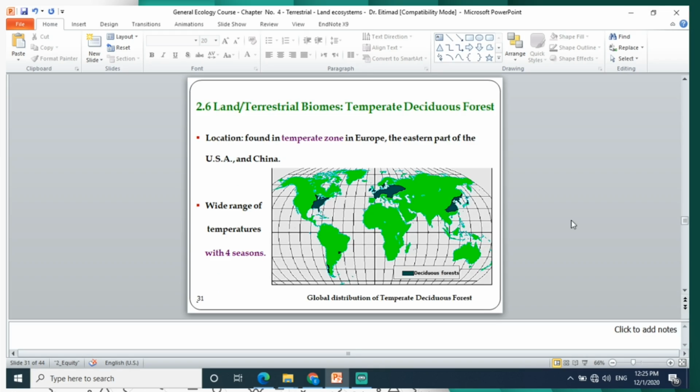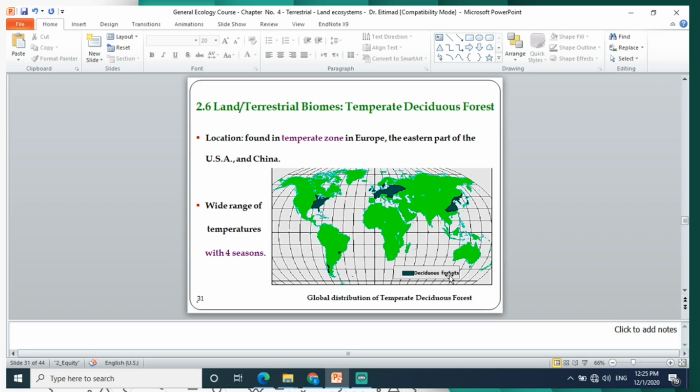Our sixth biome is the temperate deciduous forest. This dark blue here represents the temperate deciduous forest. This biome is characterized by deciduous trees. The leaves of the trees fall down during the winter. It is found in Europe, in the USA or North America, and in China.